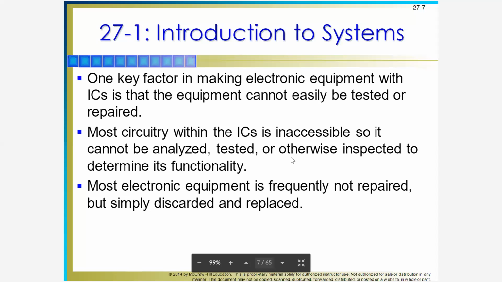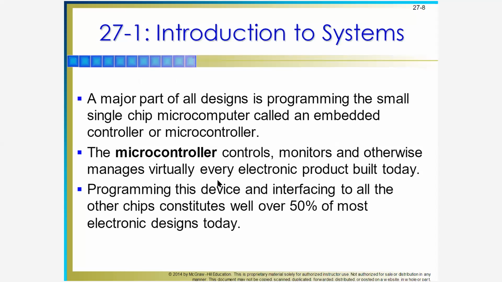Okay, next one we have, a major part of all design is programming the small single chip microcomputer called an embedded controller or microcontroller. As a computer engineer or electronics engineer, you should be familiar with the use of this microcontroller. This microcontroller controls, monitors, and otherwise manages virtually every electronic product built today.